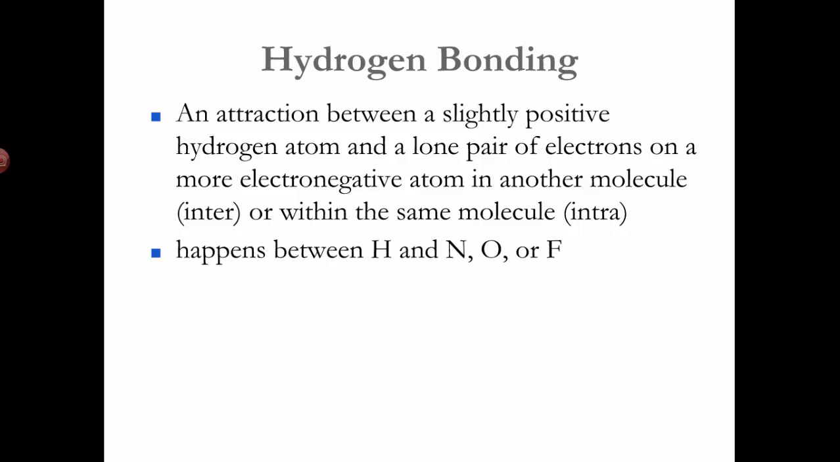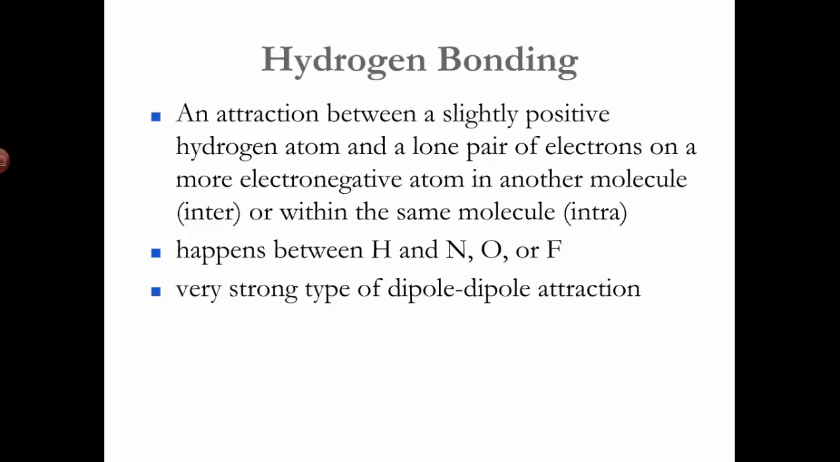Usually, the hydrogen has to be positive. That means it has to be attached to an element that is pulling its electrons away from it. It's got to be part of a polar bond, and it's got to be attached to a more electronegative atom to become slightly positive. And the thing that this hydrogen is likely to be attracted to is the lone pair of electrons on a nitrogen atom in another molecule, or an oxygen atom, or a fluorine atom. Those are usually the ones we see contributing to hydrogen bonding.